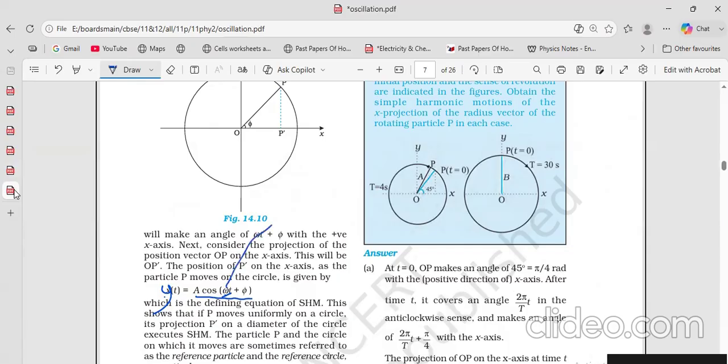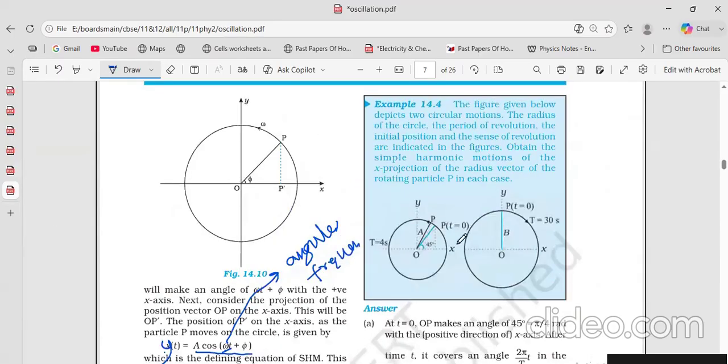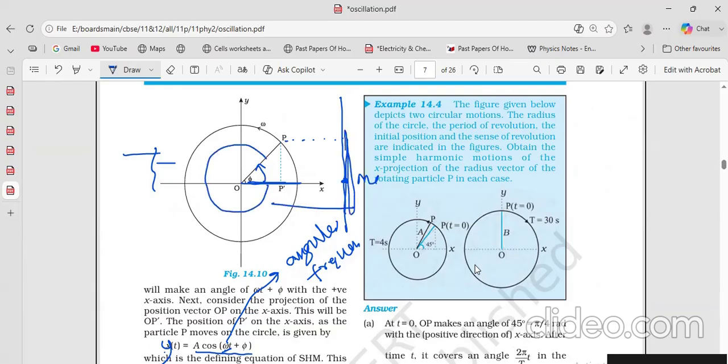Omega is the angular frequency. What do you mean by that? It means that if I put a light here and see the shadow of this particle, when it's here, it will be here at the mean position. When it moves around with some angular speed, it will go up and down, up and down. So this is the angular frequency. We are converting circular motion into oscillatory motion.